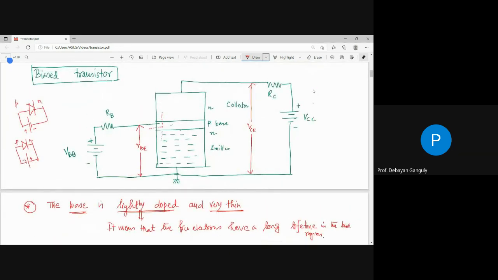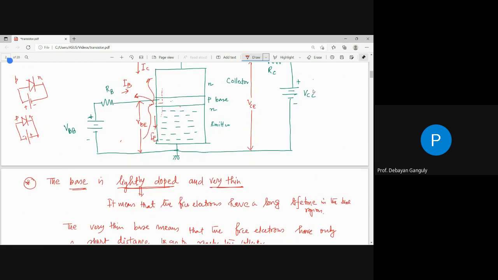The electrons from the emitter junction will flow to the base. Some of the electrons may move to the base junction, and the remaining ones, most of them, move into the collector junction. That means the electron is flowing in that direction, so the current is flowing in the opposite direction. That means the current directions are IC, IB, and IE, right? Because the direction of the current is opposite to the direction of the electrons moving.